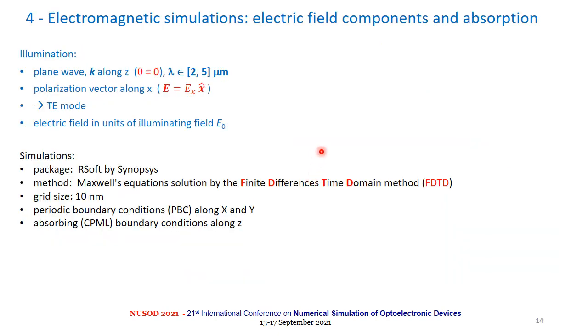We performed all the electromagnetic simulations with the commercial package RSoft by Synopsys, which solves Maxwell's equations by the FDTD method. The illumination is a plane wave with wavelength between 2 and 5 microns, so in the mid-wavelength band.